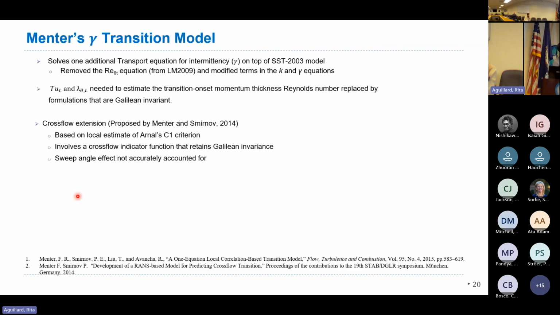Then there is Menter's stripped down version of the Langtry original model, which is now called the gamma model, where he threw away one of the equations and folded it back into just one equation and made it more Galilean invariant. The previous model was not Galilean invariant, so he tried to address that. But the crossflow is a work in progress for that. We have been looking at that, and we have that also.